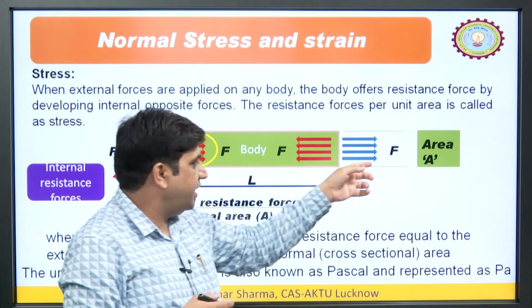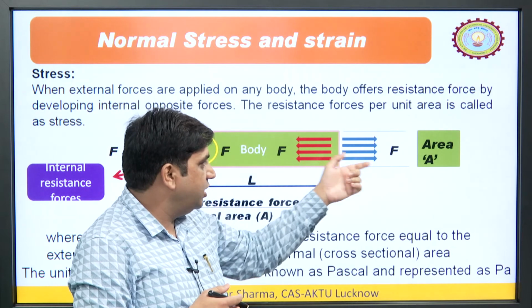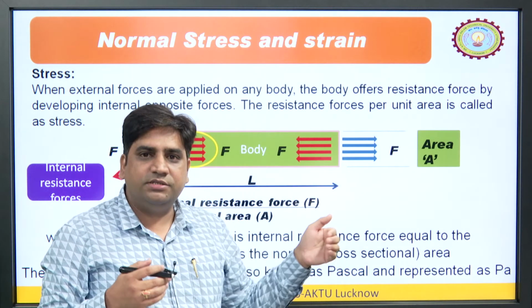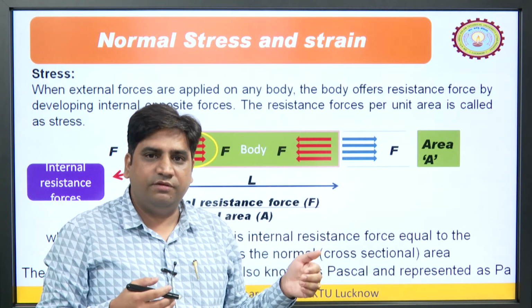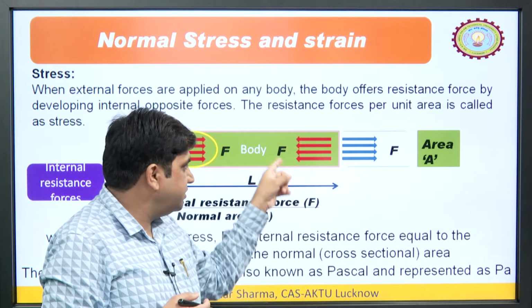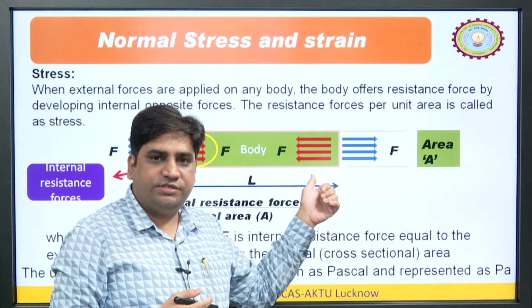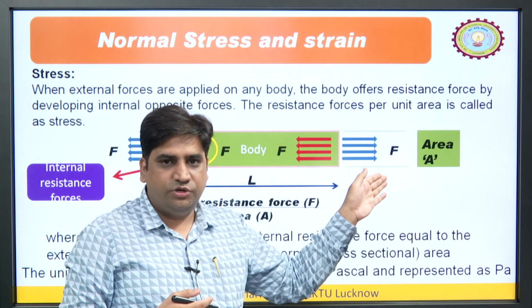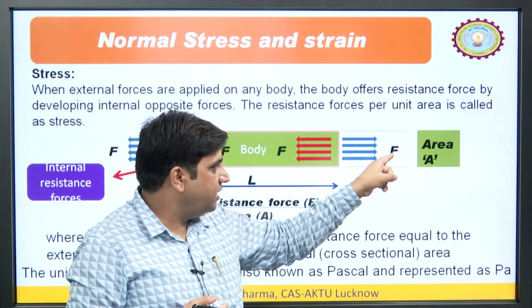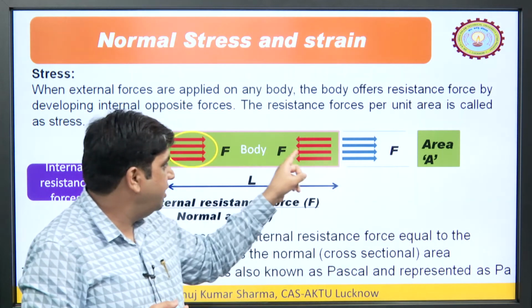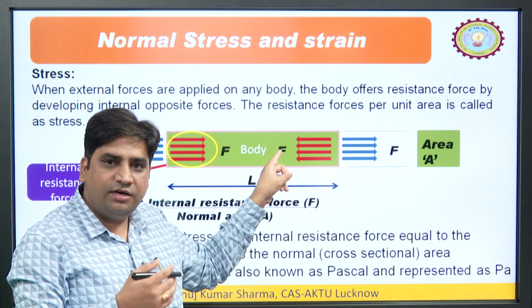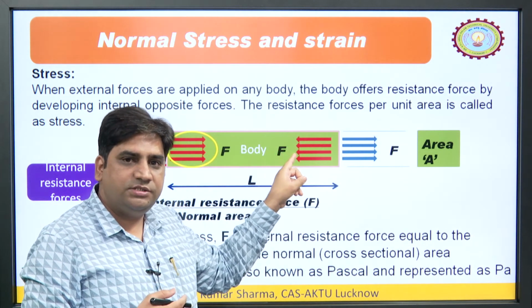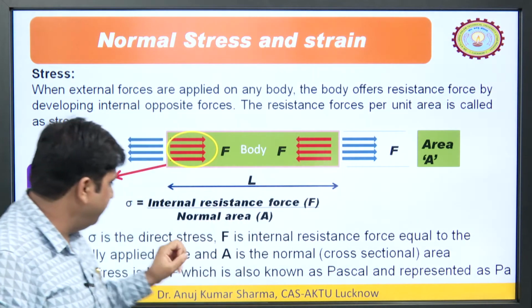If we are trying to establish equilibrium, or we can say the body is strong enough or rigid enough, it generates the same amount of stress as the external force is applying as pressure on the object. That is why we are able to see here that we apply F force and we get the F internal resistance force. This internal resistance force divided by area will give you the stress.